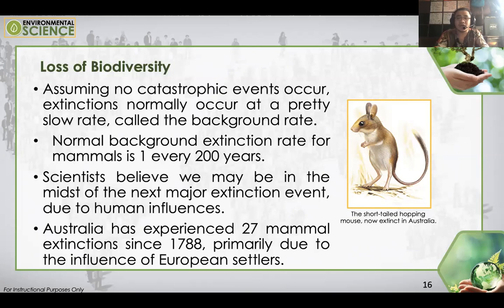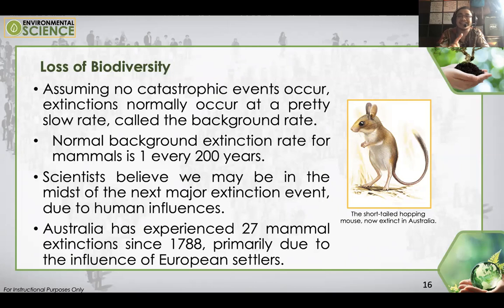So what more, when the Amazon forest burned and the Australian bushfire happened just last year and early this year. So what I'm trying to say is that without human interference, only one mammal goes extinct every 200 years. But because of human interaction, human intervention, 27 mammals have gone extinct, 27 mammals in just 230 years.